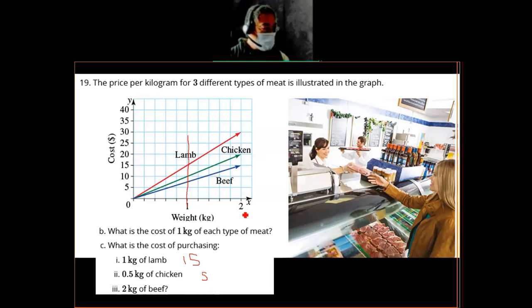Let me check what it goes here. Use the graph to your advantage. When you have 2 kilos here, you can see that beef is crossing at 15. So you write 15.